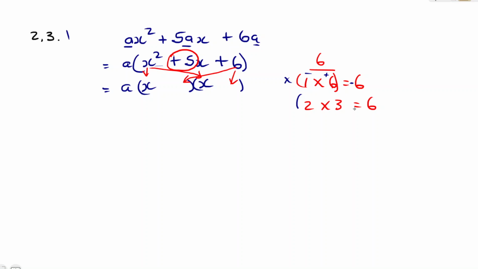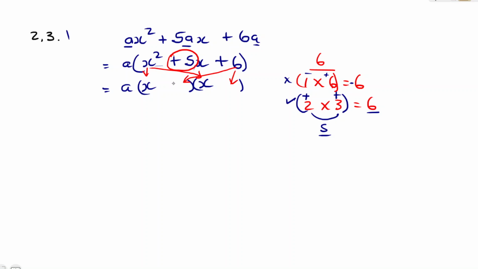Let's look at the second group of factors. If you want to get a positive 6, the 2 must be positive and the 3 must be positive. And if you want to get a positive 5, that means the 2 must be positive and the 3 must be positive. So it will work. 2 plus 3 will give us a 5. 2 times 3 will give us a 6. So both our middle term and our third term work when we take the second group of factors.